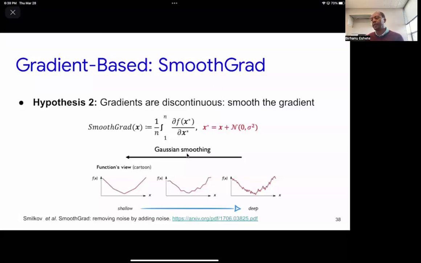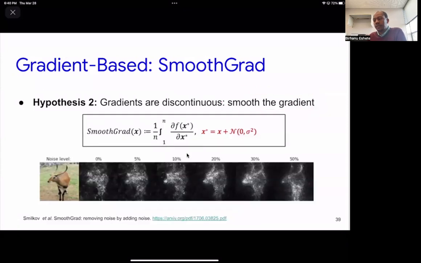So we'll start with gradient-based. For gradient-based, the second hypothesis says gradients are discontinuous. Therefore, the solution is, why don't you smoothen the gradients, right? If they are discontinuous, just make them smooth. That's basically regularization in a different form. Okay, so the way you're going to do this is basically by adding noise, right? So by adding noise, you can smooth the gradient. So the smooth gradient function is going to be this, where you are adding noise to the original input, and you can sample this noise from distributions like the Gaussian distribution. Okay, so that's one approach.